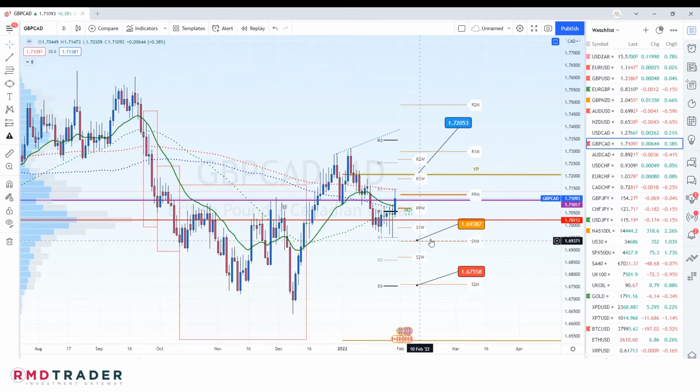So yeah, I'll try to not see things much beyond this at this stage, but it does appear that we could see a rejection followed by a test of this monthly S1.